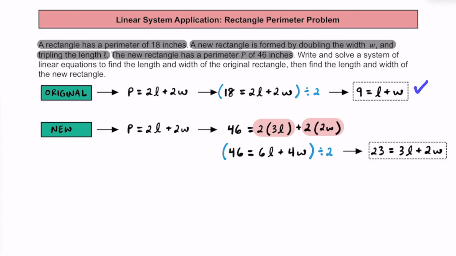So now that we have 2 equations here, let's set it up as a system. We can say here that we have 9 is equal to L plus W. And then we can also say here that 23 is equal to 3L plus 2W.